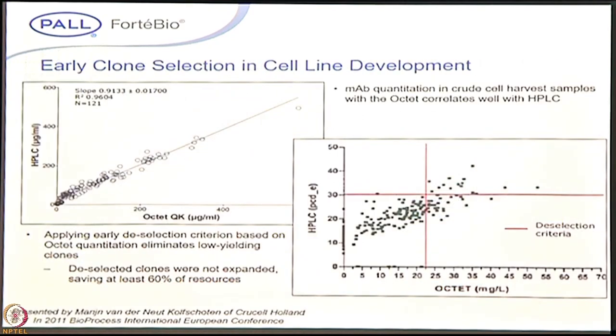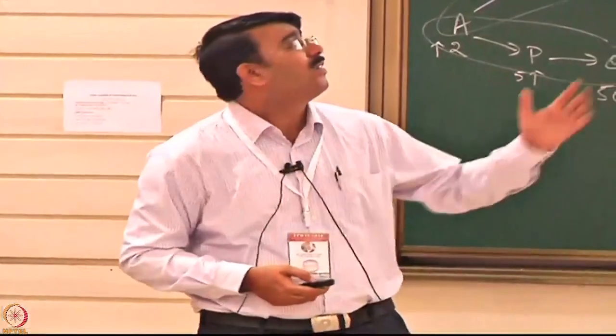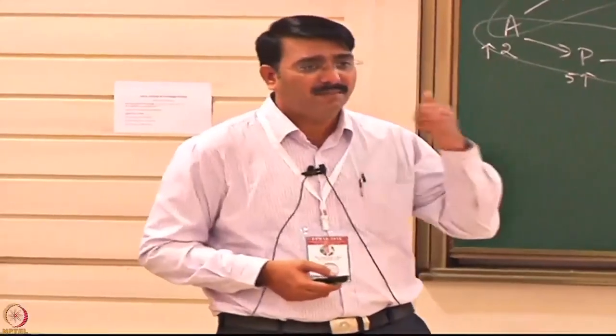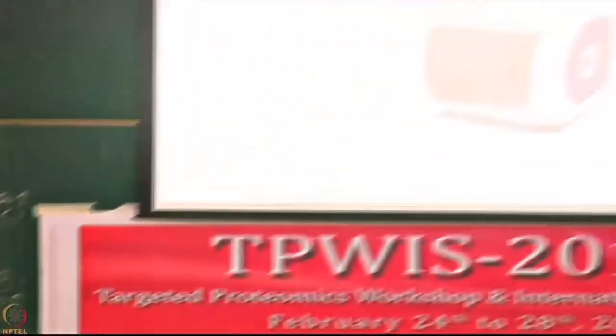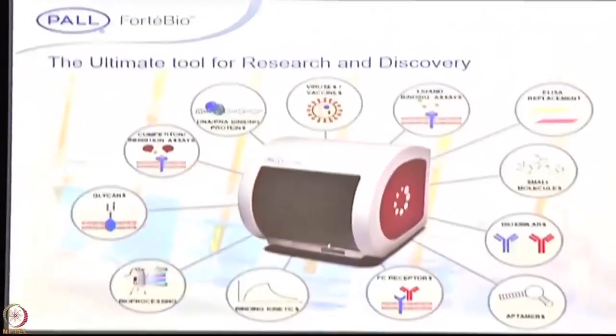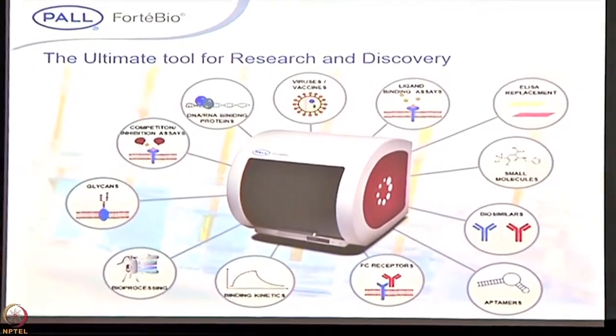In one comparison, they did early clone selection for cell line development. They did a correlation between HPLC and the Octet platform, and it is comparable with the other methodologies. So depending upon the application, you can choose the right sensor. You can put it to different applications, whether protein-protein, protein-DNA, protein-RNA, aptamers, cell-based assays, or nanoparticles. We have a lot of applications.